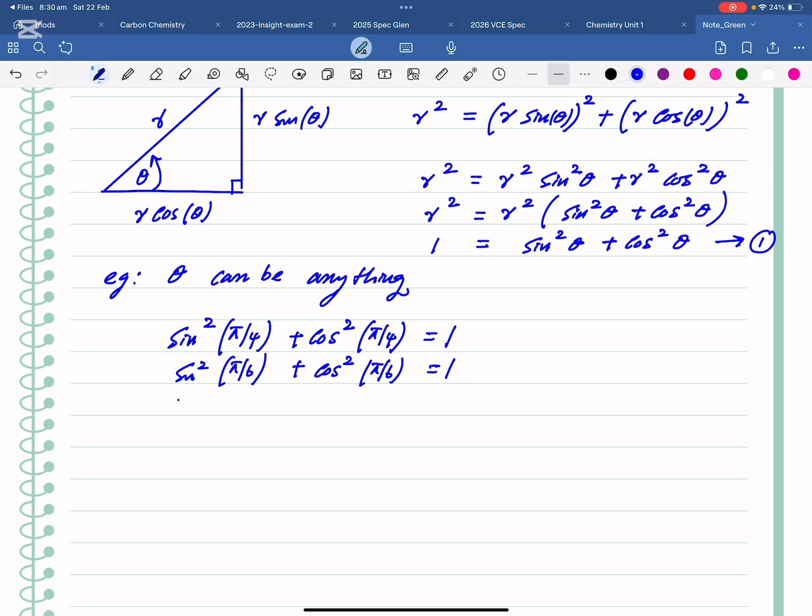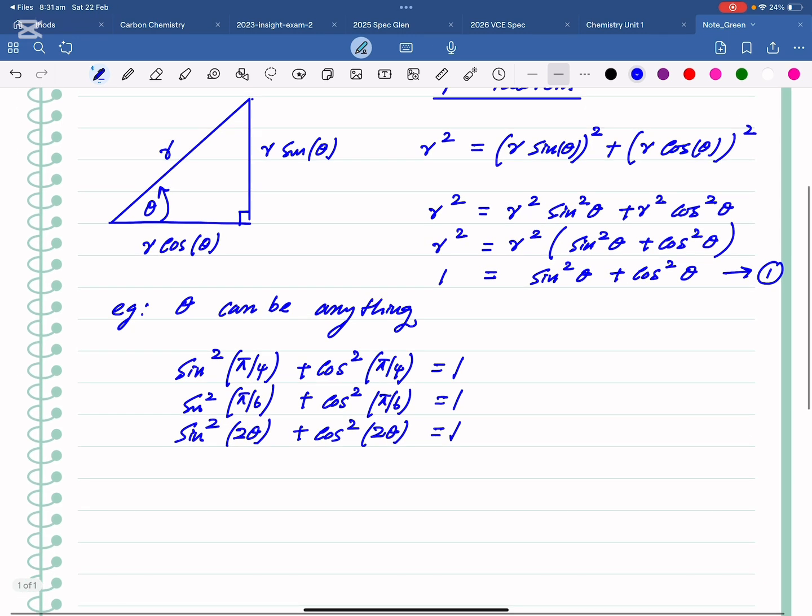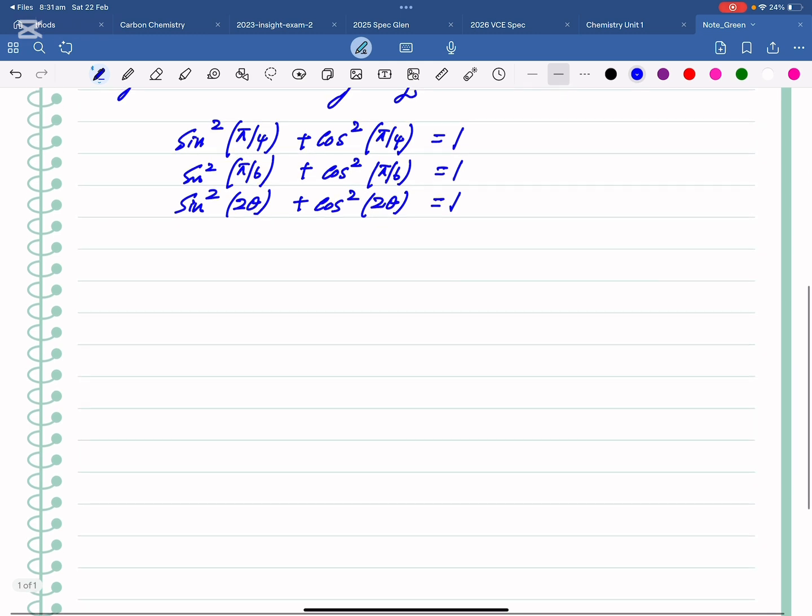Another example. Suppose theta is not just theta, theta is 2 theta, for example. So some angle. Then here it should be cos squared 2 theta equals 1. Right? Okay, so now we understood that. Now some notations.